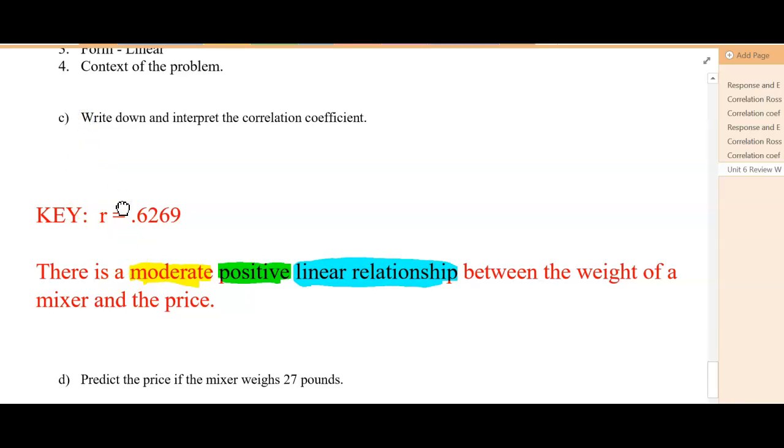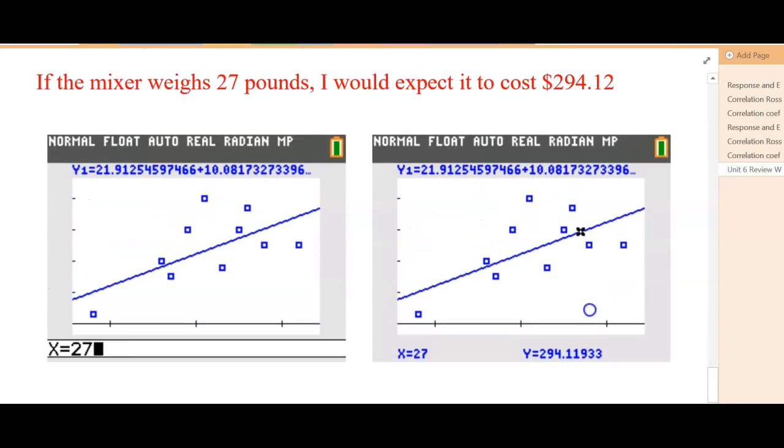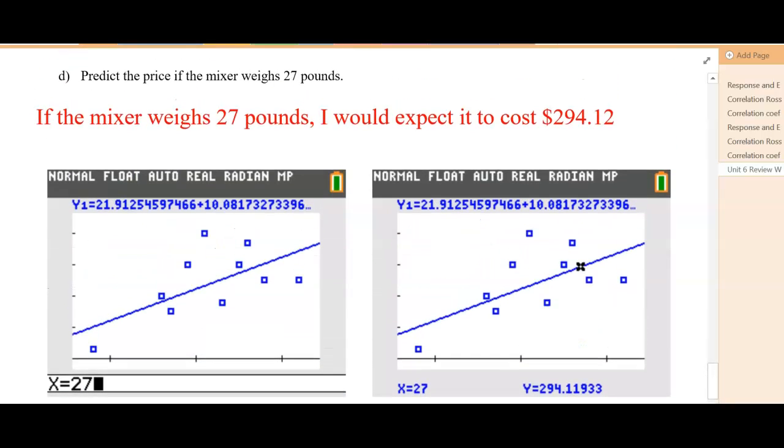So what is the price of the mixer when it is 27 pounds? I put some screenshots there. So if a mixer weighs 27 pounds, I would expect the cost to be $294.12. There is another way you can get that answer by plugging 27 into your equation, but because there are so many decimals in this equation that I just highlighted in yellow, I like to use the graphing calculator.